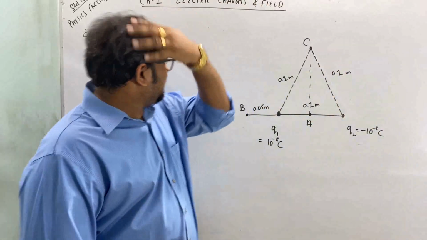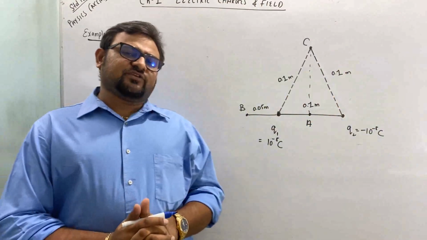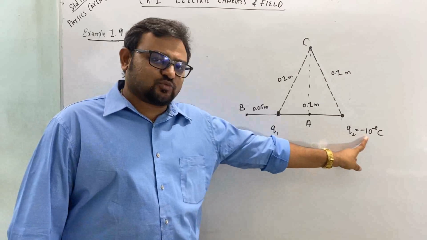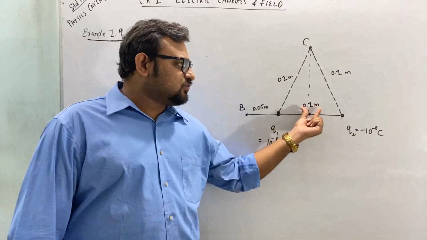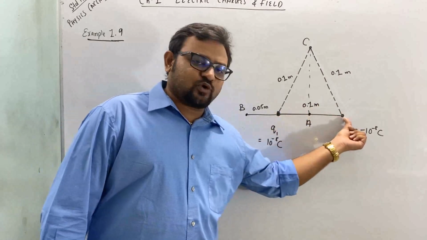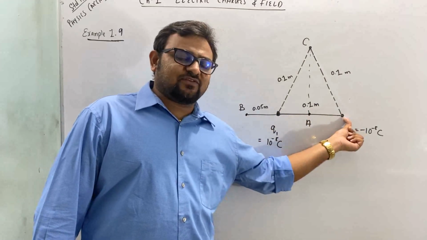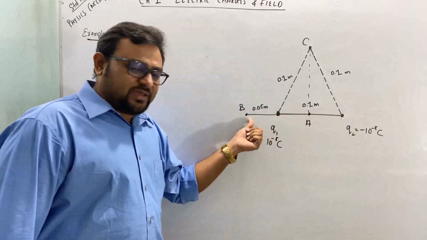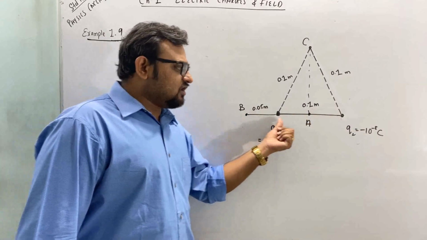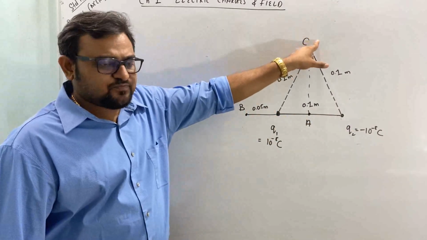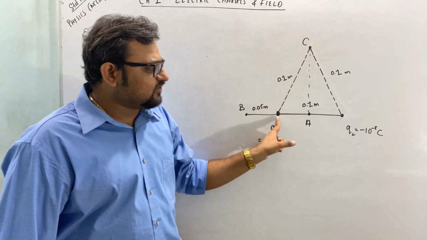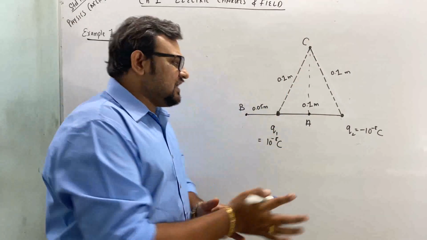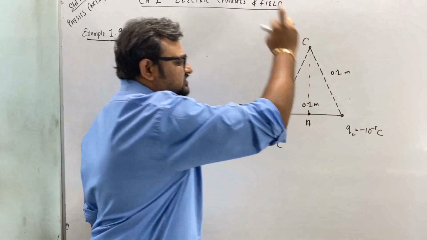Okay, so the next question, 1.9. In this question it is given that two charges, plus 10 raised to minus 8 coulomb and minus 10 raised to minus 8 coulomb, are placed at a distance 0.1 meter. You have to find out the electric field at 3 points: point A, which is the midpoint of this; B, which is 0.05 meter away on the side of A; and C, which is 0.1 meter away from the first charge and 0.1 meter away from the second charge. So we have to find out the electric field at points A, B, and C.